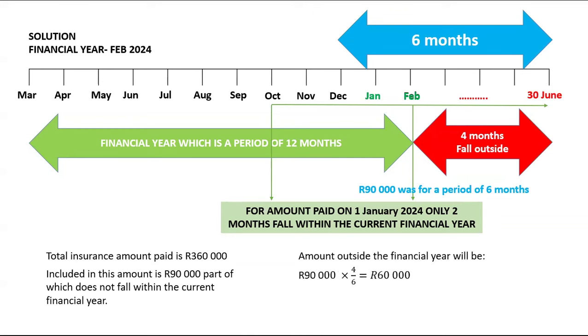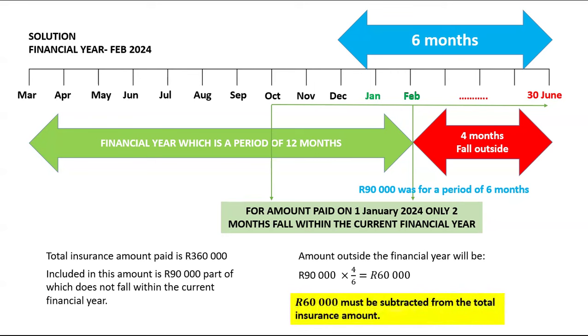Guys, a lot of people just divide by 12 without reading that this 90,000 was for 6 months. Do you understand what the denominator is for? It's a whole. The whole period is 6 months, and part of that whole is 4 months that we don't want. And that 60,000 rand will be subtracted from our insurance amount because it represents a prepaid expense, which is an asset, because we have paid for it but haven't really been covered for it.